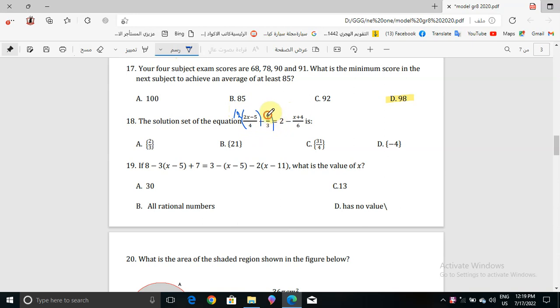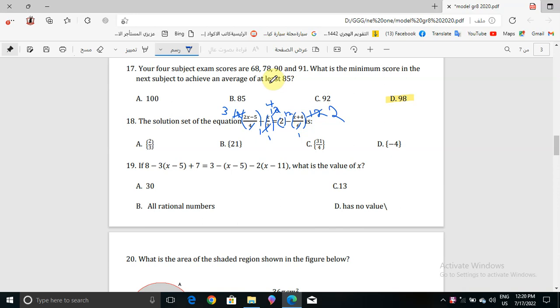And here also multiply x over 3 by 12, multiply 2 by 12, and multiply x plus 4 over 6 by 12. Then cut 6 here by 1 and here by 2, here by 1 and here by 4, here by 1 and here by 3. Then what you will make here, 3 times 2x minus 5 minus 4x is equal to 24 minus 2x minus 8, right?